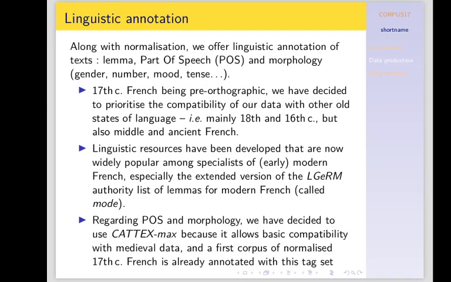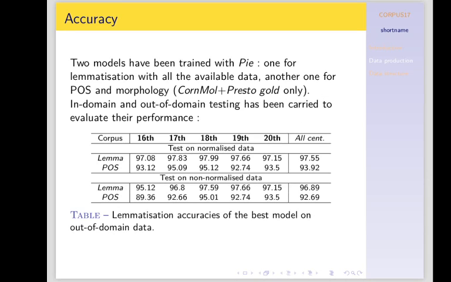But in doing so, we wanted to keep interoperability and compatibility with other kinds of data. So for the lemma, we decided to use an authority list that is not only for the 17th century, but also the 16th and 18th centuries, and even a bit of medieval French. And for the POS, we decided to use CATTEX, which is already used by medievalists. We thought that by doing so, we could more or less mix texts and make queries over a very long diachronic period, meaning the Middle Ages, Renaissance, 17th century, and 18th century. By making these choices, we keep a lot of interoperability in the long run.